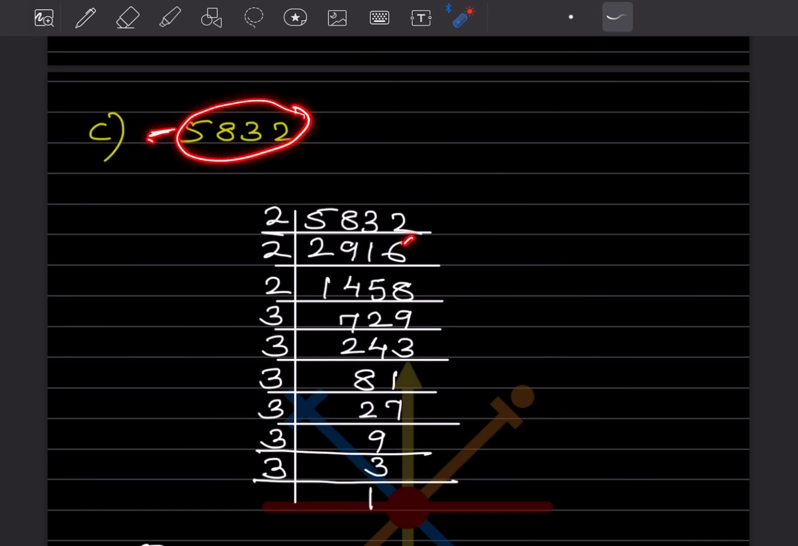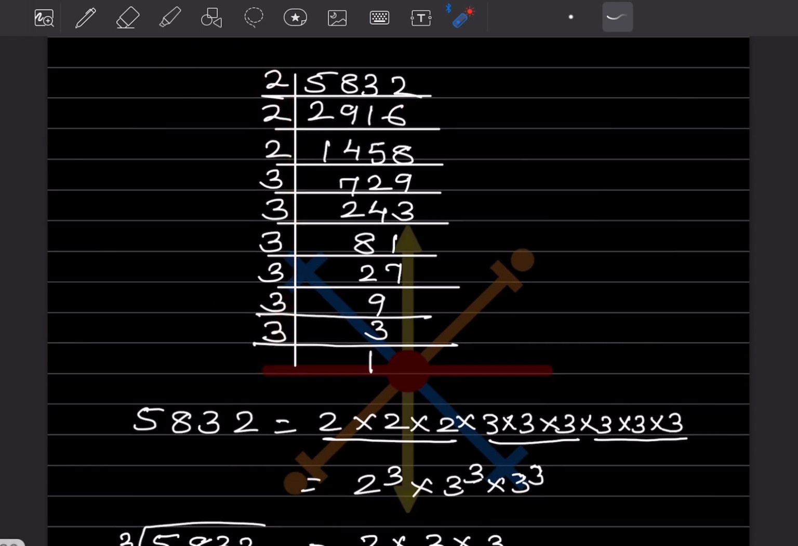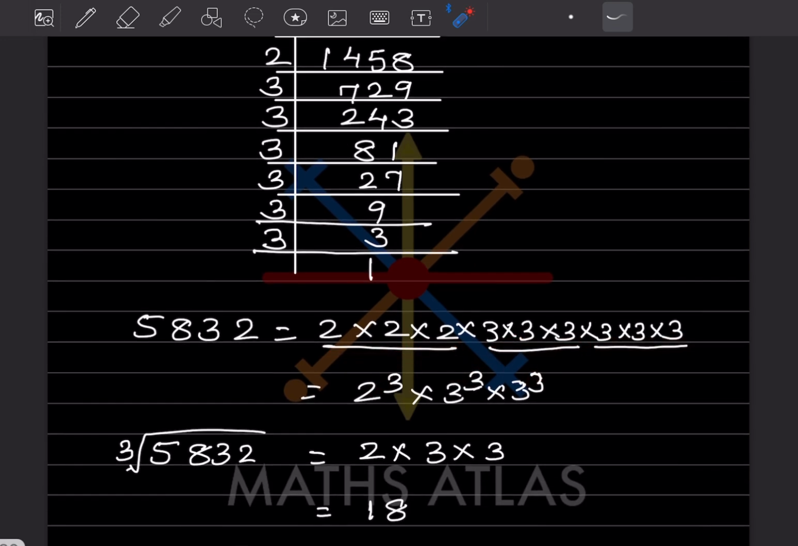So we'll find out the factors. So these are the factors. Now again we are going to group them, 3 numbers in one group. So this is 2 cube, 3 cube, and again 3 cube. So now cube root of 5832 is just, you will take the base of it. So 2, 3, and 3.